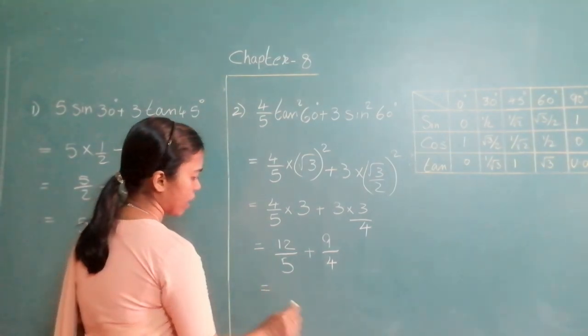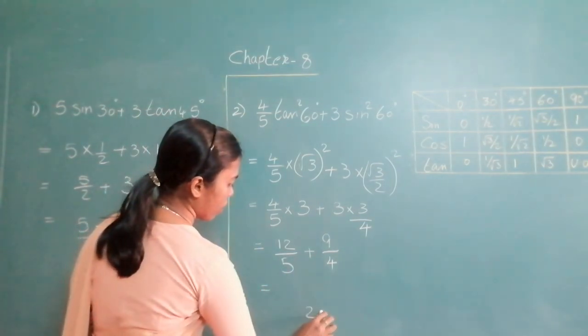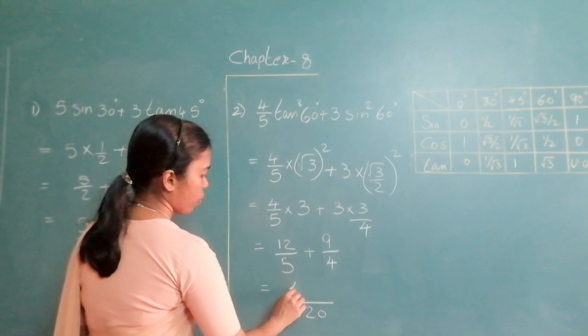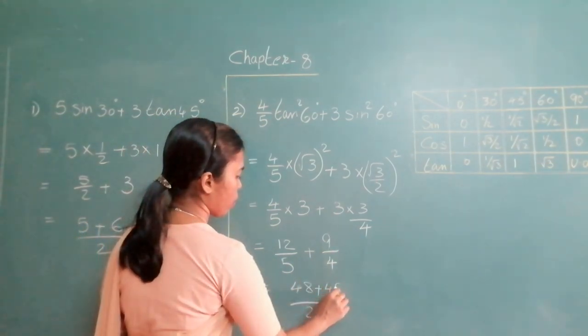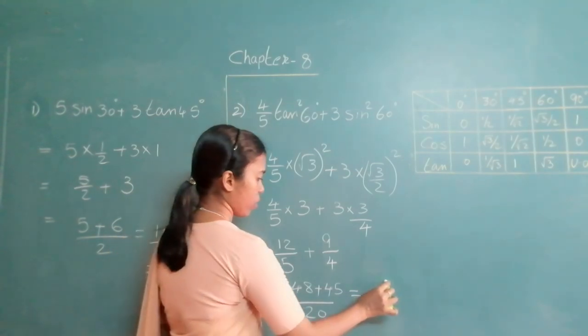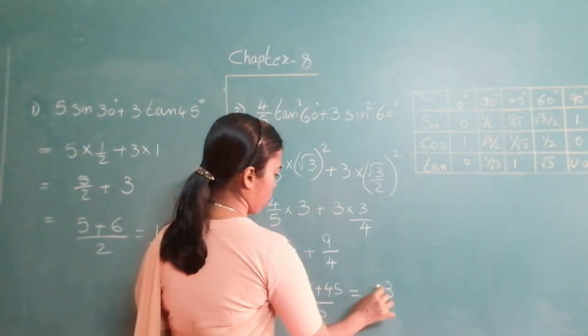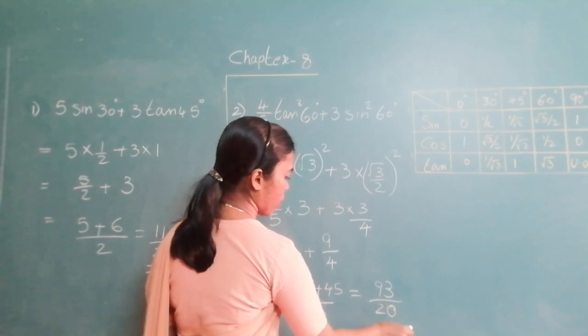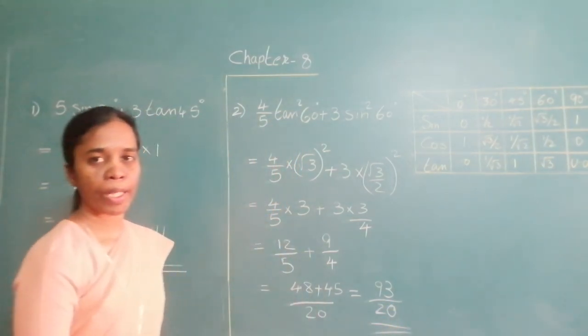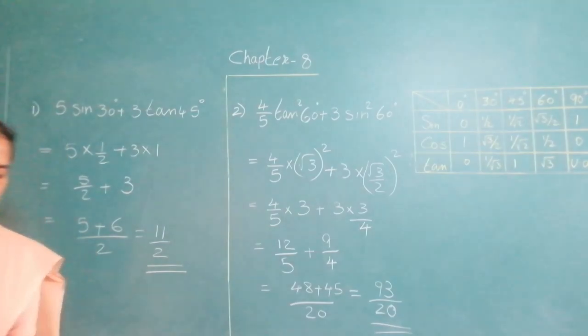Now you find the LCM. What will be the LCM over here? 20. You will have 48 plus 5 nines are 45. So that is equal to 93 upon 20. The answer will be 93 upon 20.